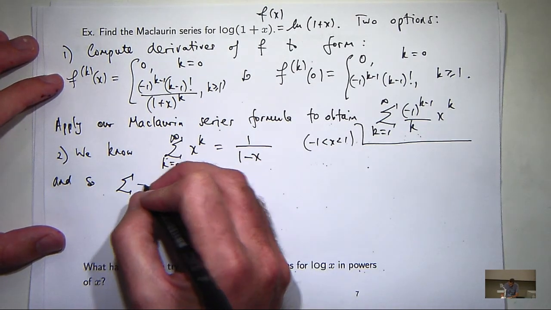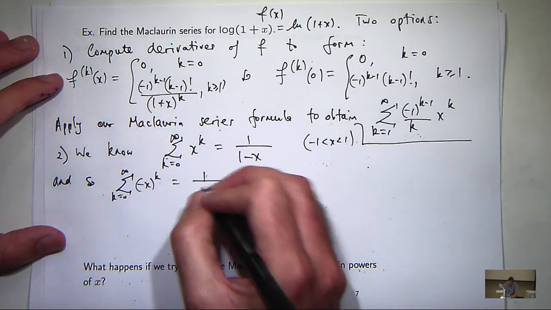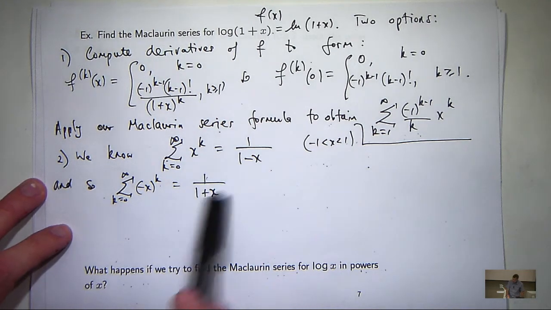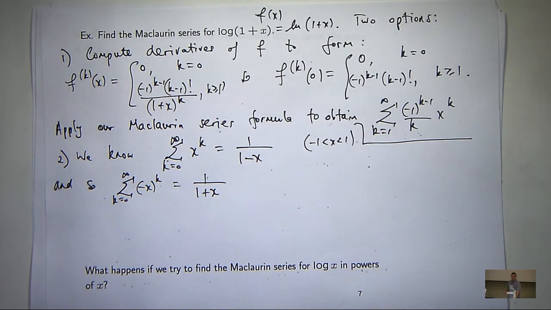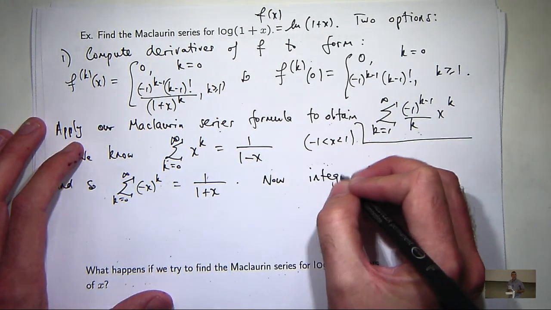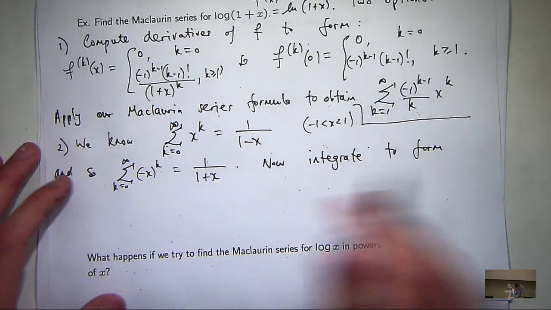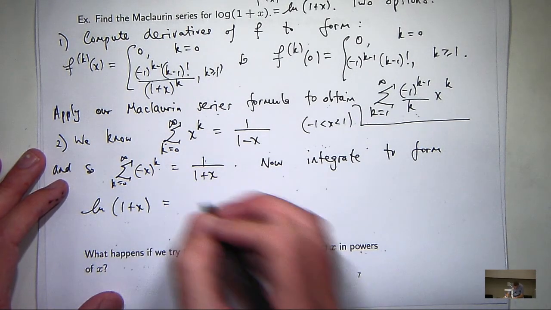Now, if I replace x with minus x, I get this. Now, the important thing here is that if I integrate this, I'll get this. So all I need to do is integrate both sides and I get my new series that I'm looking for. That's all it is. So if I integrate this, I get log 1 plus x.